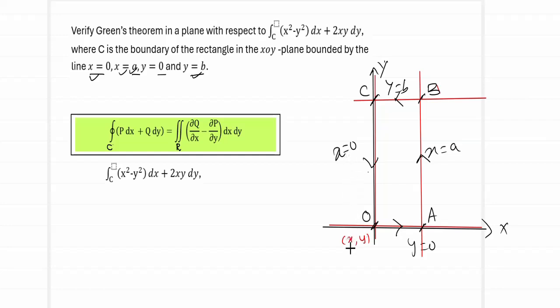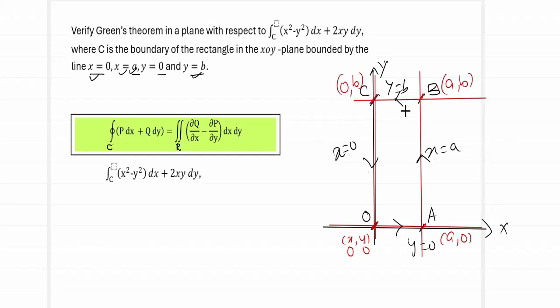What is the value taken by x? x takes the value 0. What is the value taken by y? y takes the value 0. So the point O is 0 comma 0. Now coming to the point A, x takes the value a, y takes the value 0. So the point A is a comma 0. Now moving to the point B, x takes the value a and y takes the value b. So the point B is a comma b. Now coming to the point C, x takes the value 0, y takes the value b. So the point C is 0 comma b.